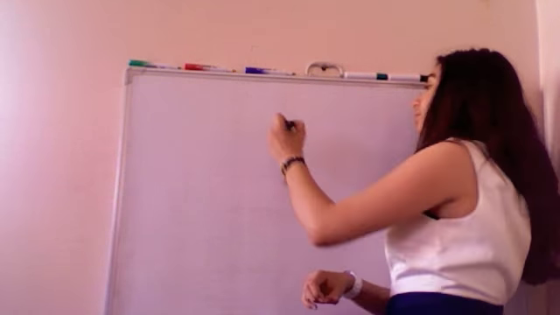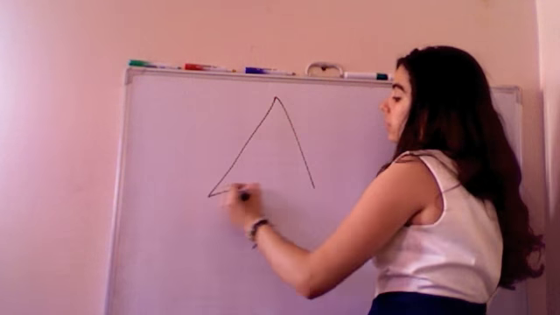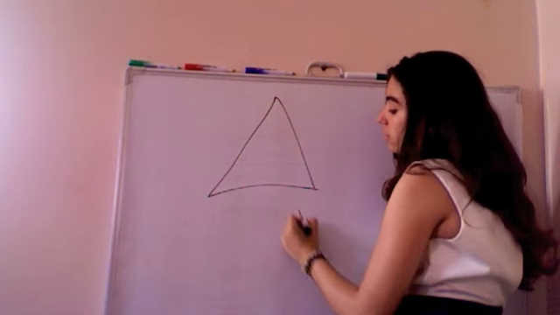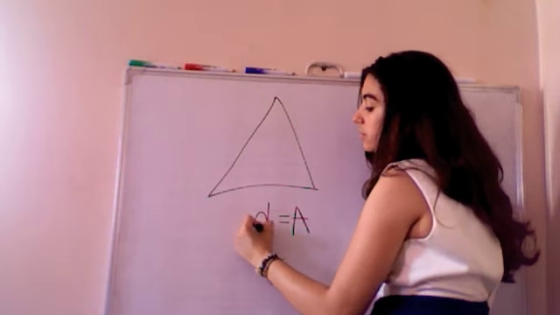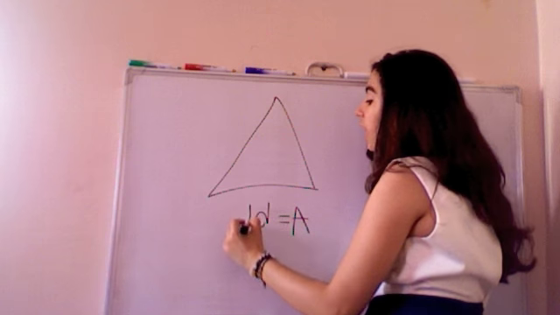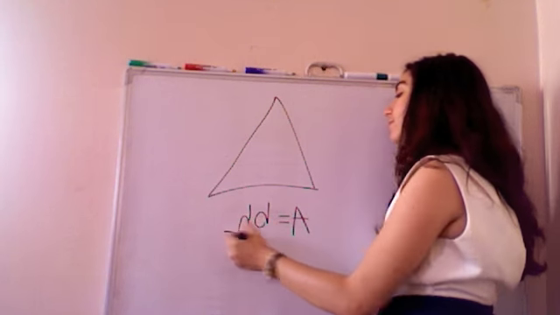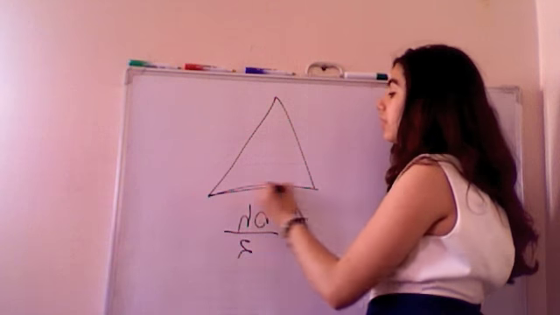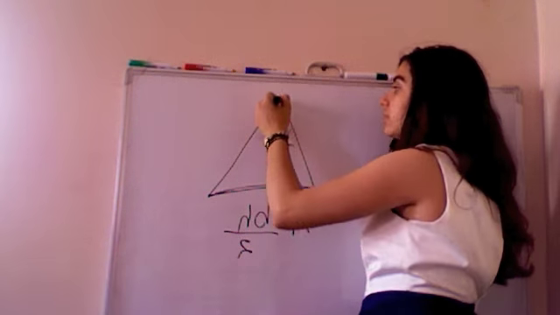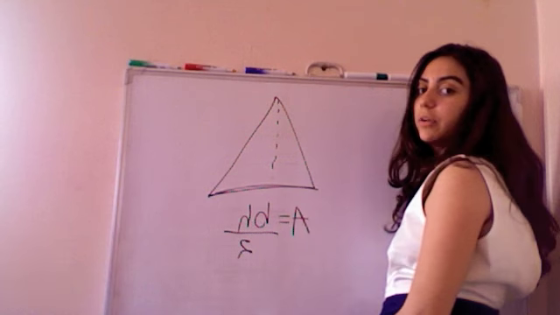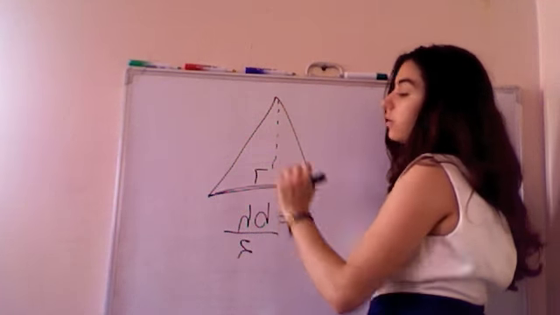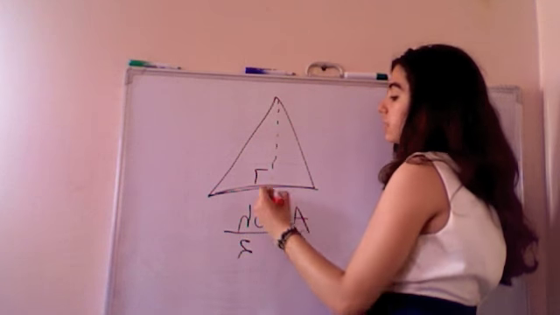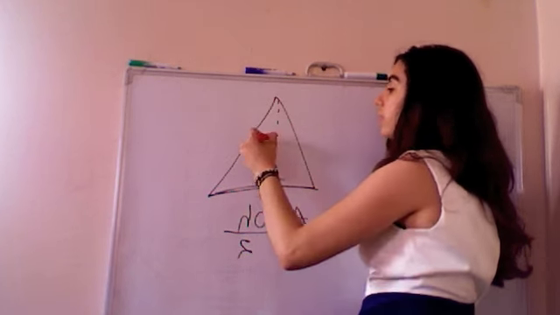Area of a triangle. Now the equation is very different. It is base times height, but divided by 2. The base of a triangle is this, and the height is in the middle, which always forms a 90 degree angle. Now, let's say that the base is 4 and the height is 9.